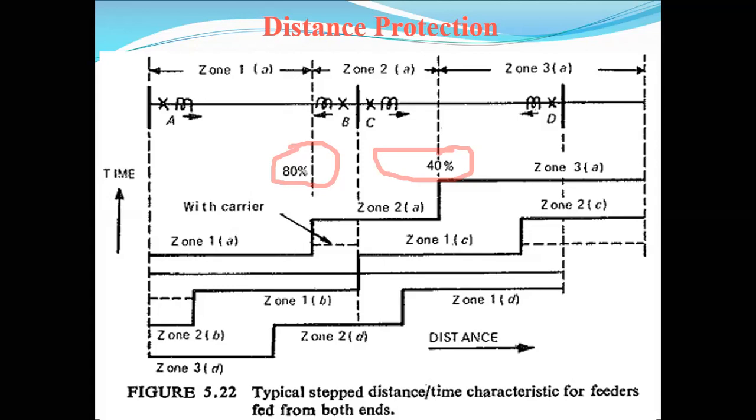So we are giving protection based upon the distances. That's why we are dividing the different zones. Suppose we take a feeder line length of 100 kilometers, and suppose that 100 kilometers feeder line is divided into 3 zones: first 30 kilometers, 30 kilometers and 40 kilometers.